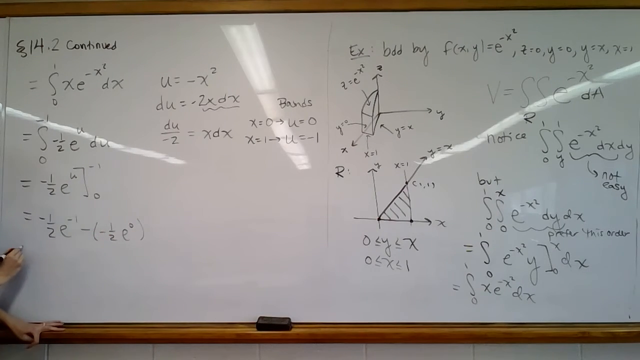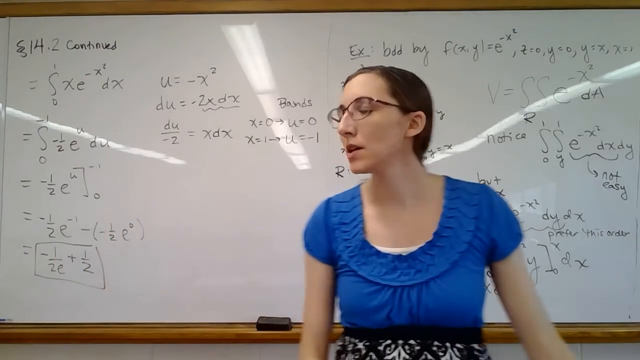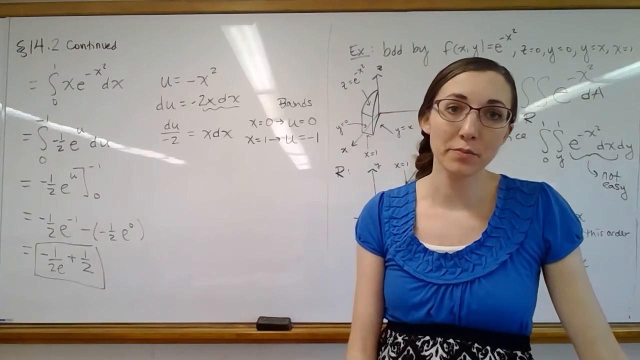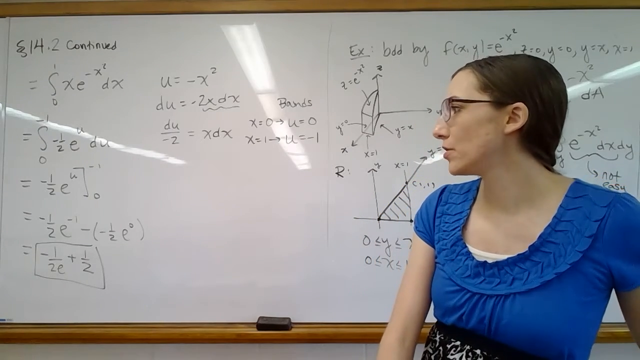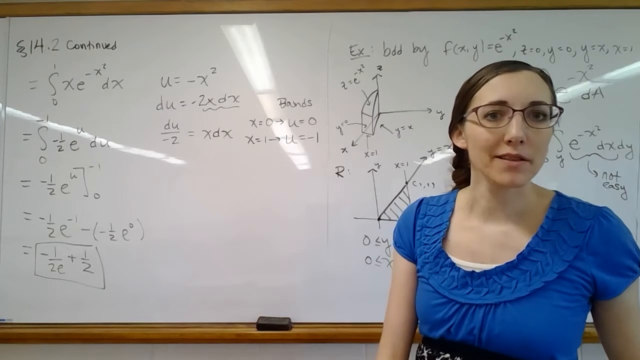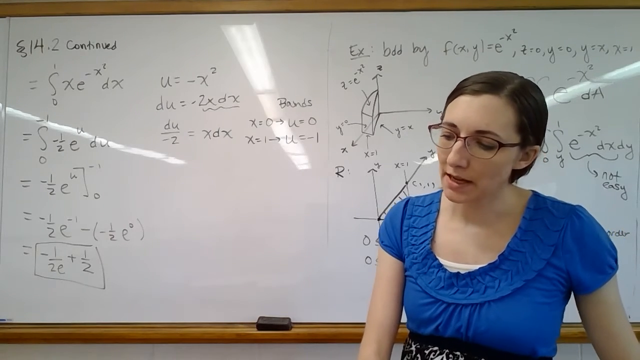0. Cleaning that up, we get negative 1 over 2e, and then we'll really have plus 1/2 because e to the 0 is 1. So negative 1 over 2e plus 1/2 would be our volume. And if you do check it out, negative 1 over 2e is smaller than 1/2. So this is a positive value. So our volume does make sense.